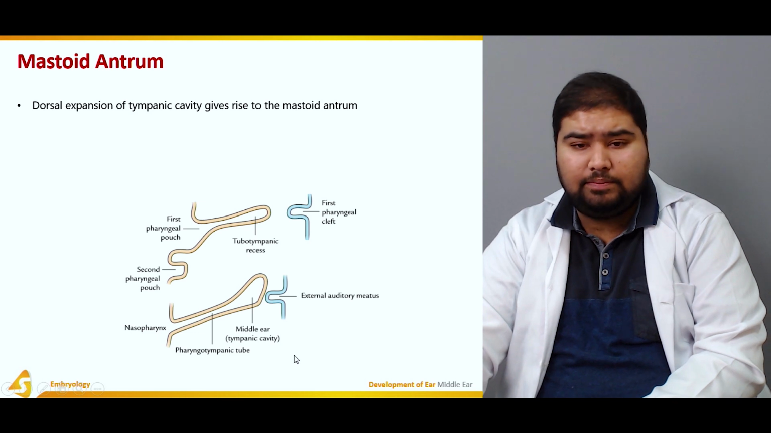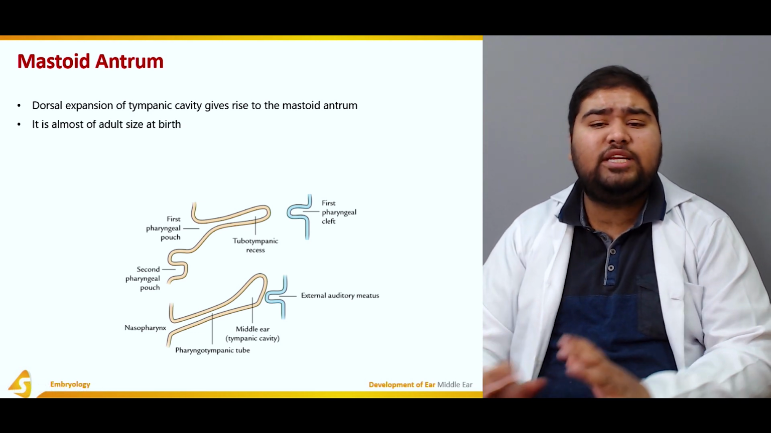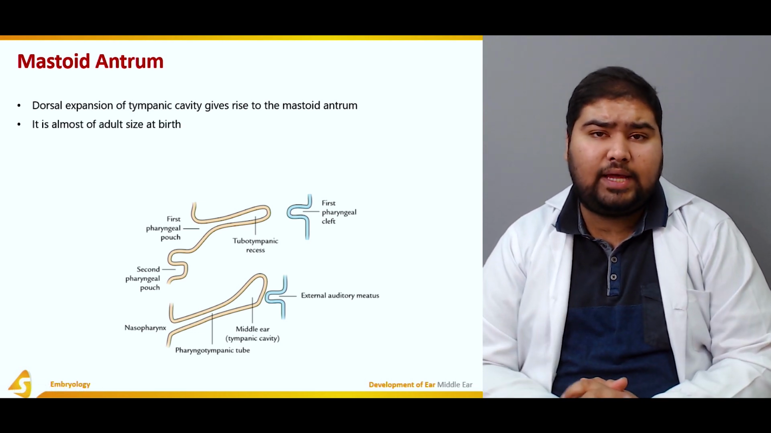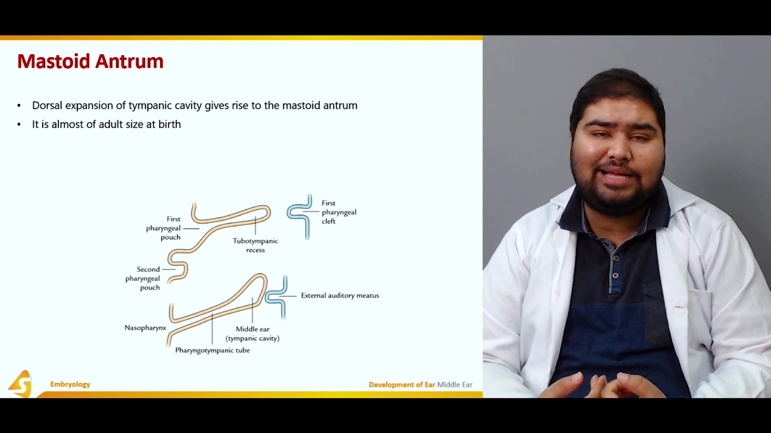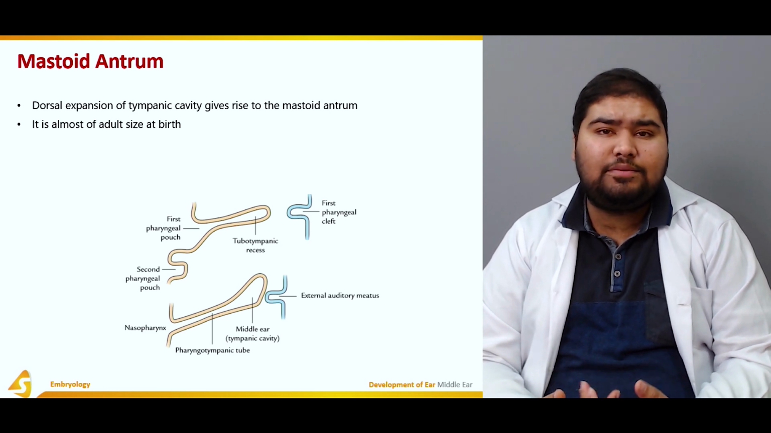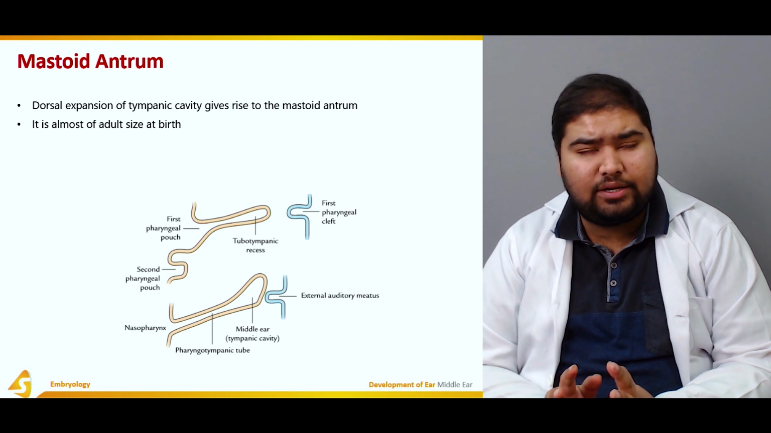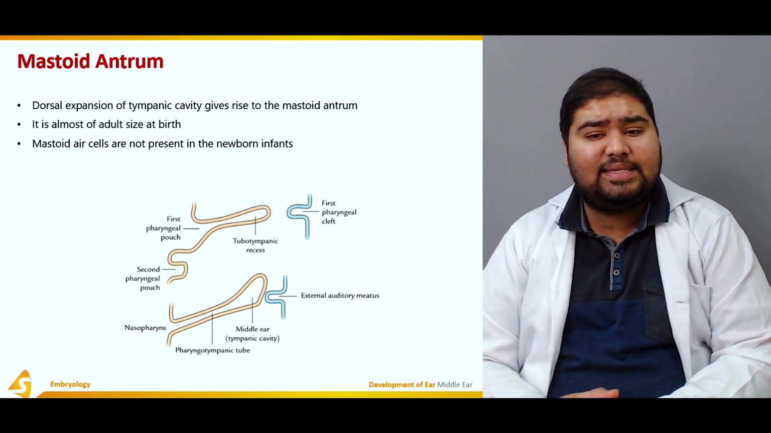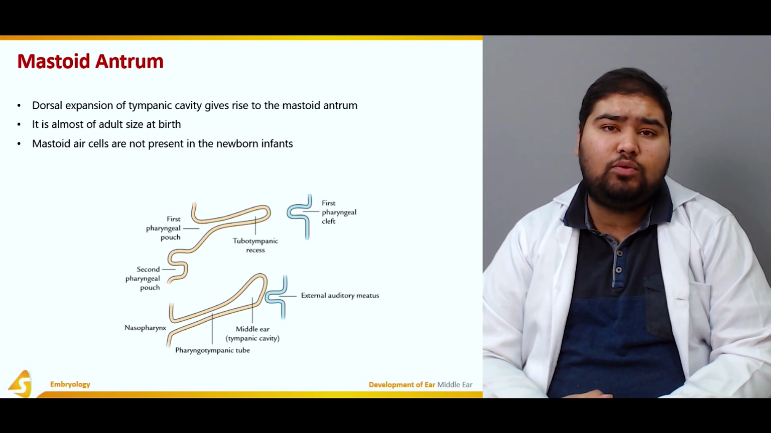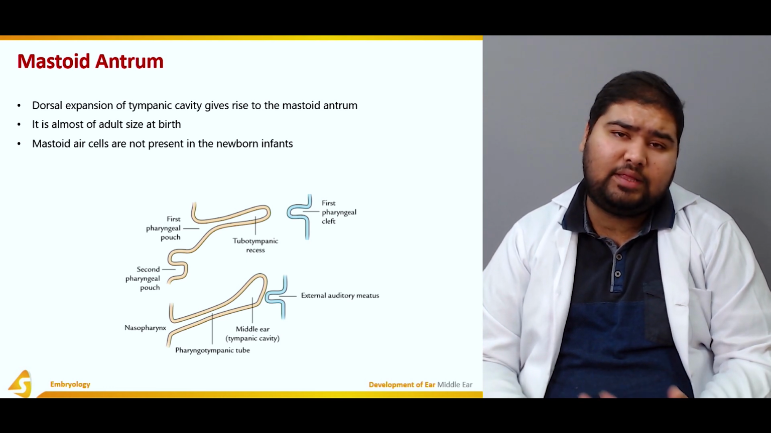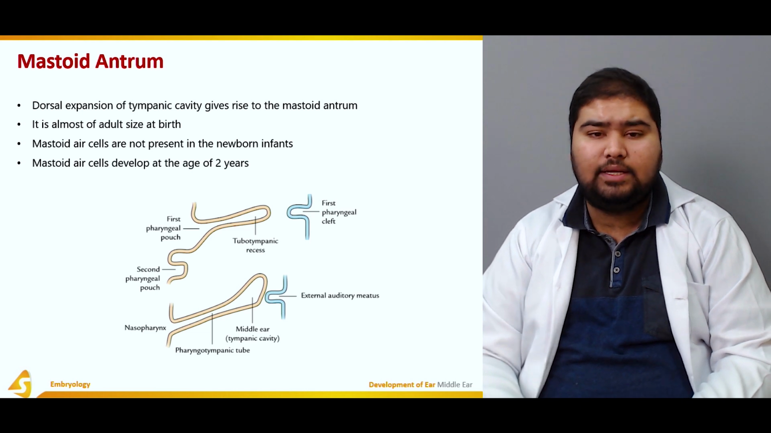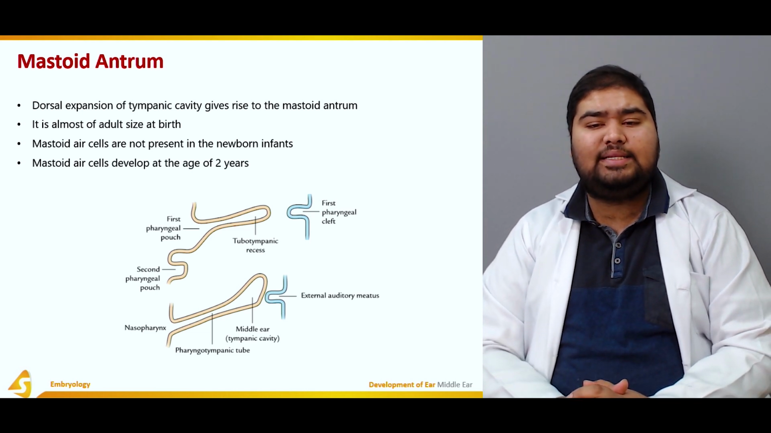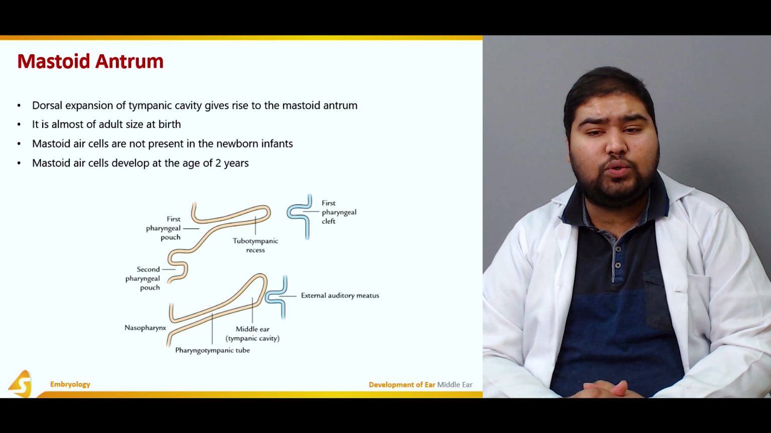So it is almost the adult size at birth. So even at birth, the mastoid antrum achieves its adult size. Mastoid ear cells are not present in newborn infants. They develop with the development of the child. So mastoid ear cells tend to develop at the age of 2 years.